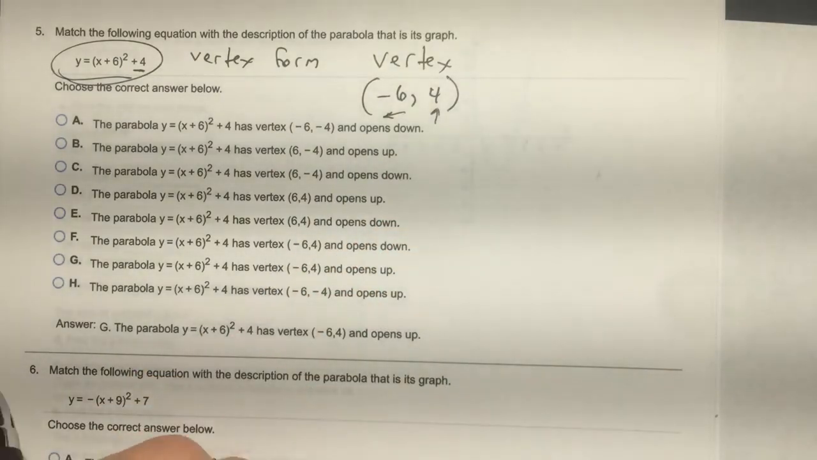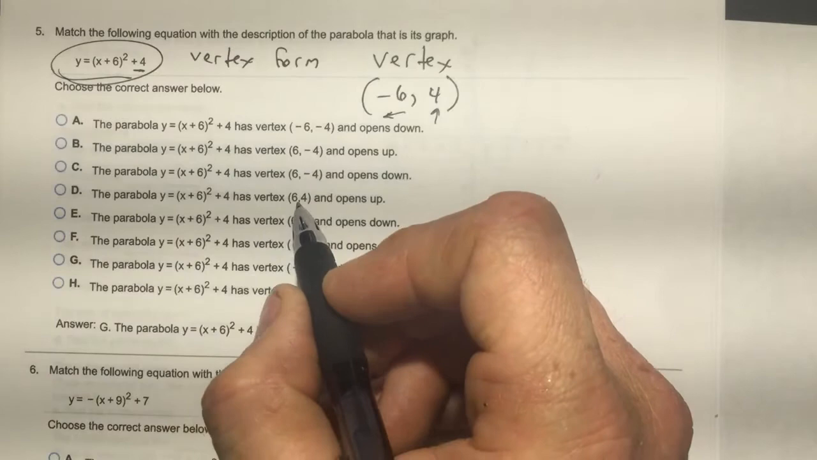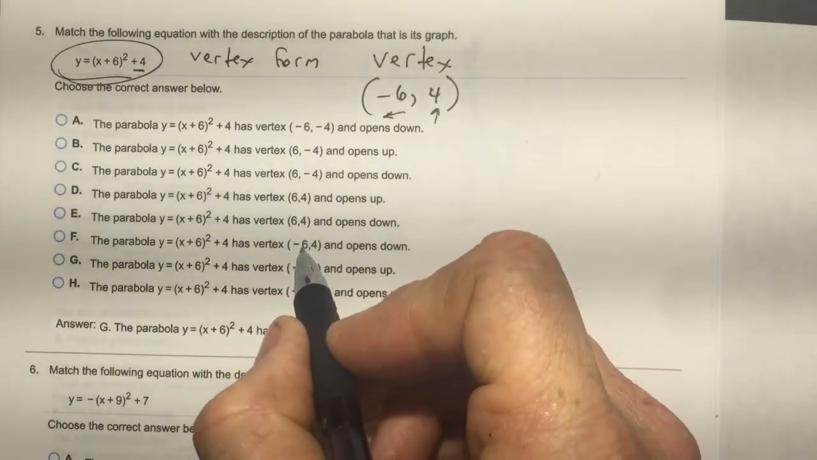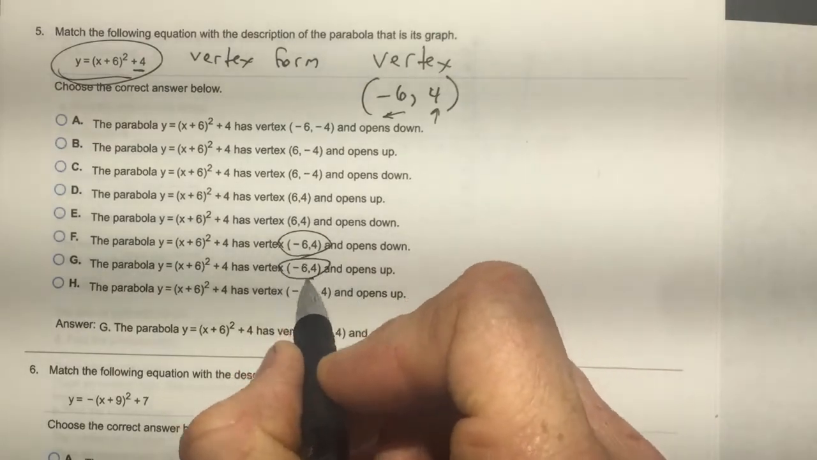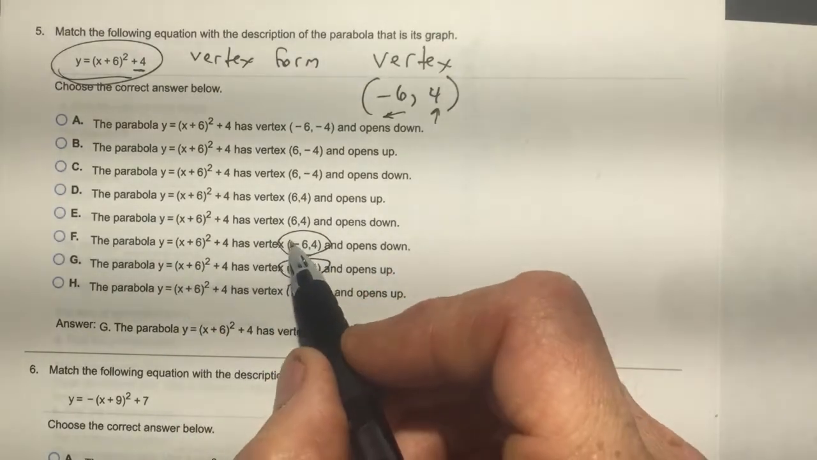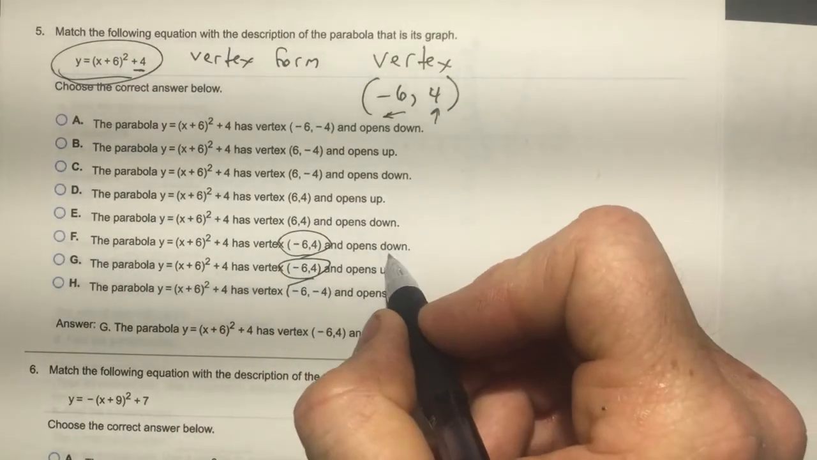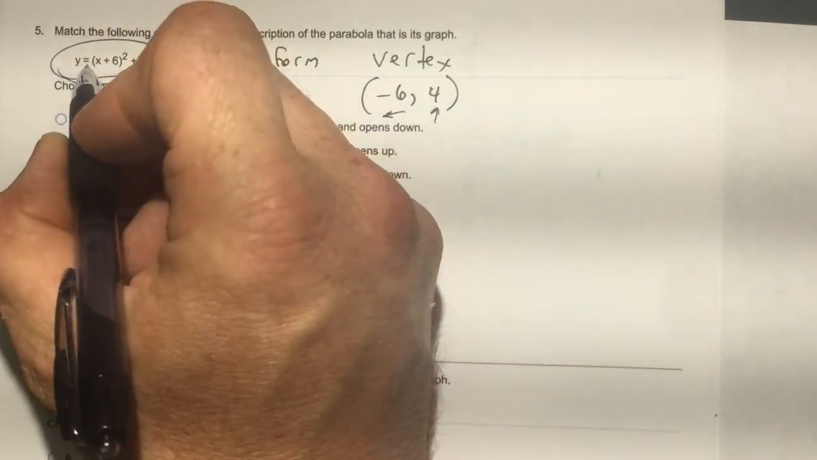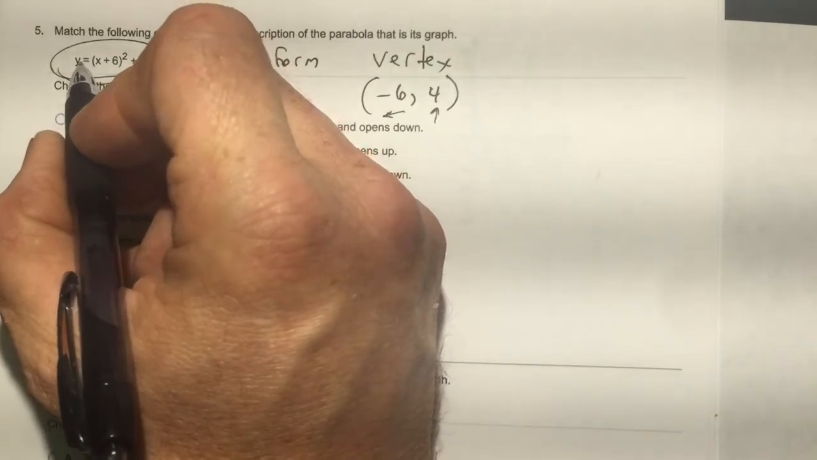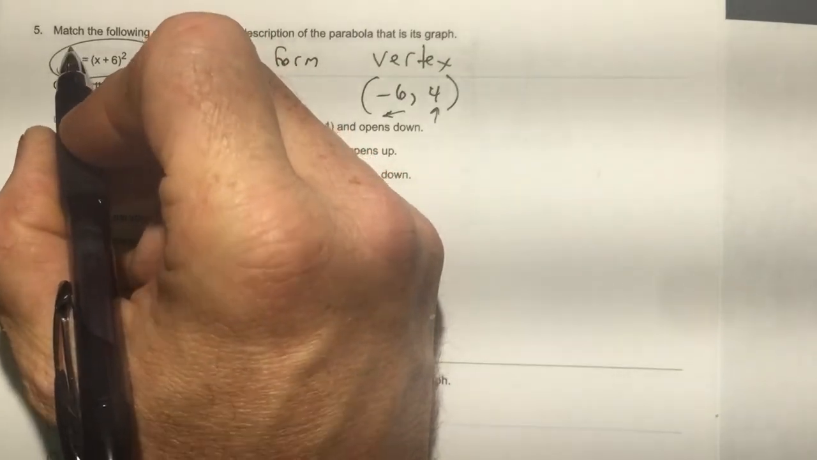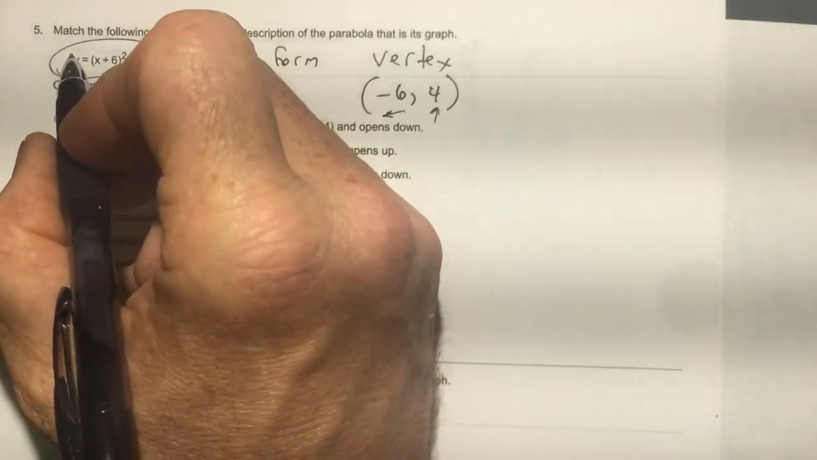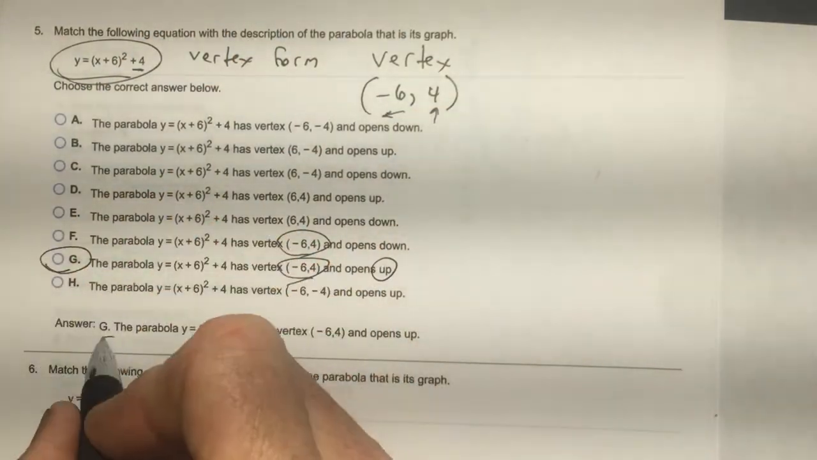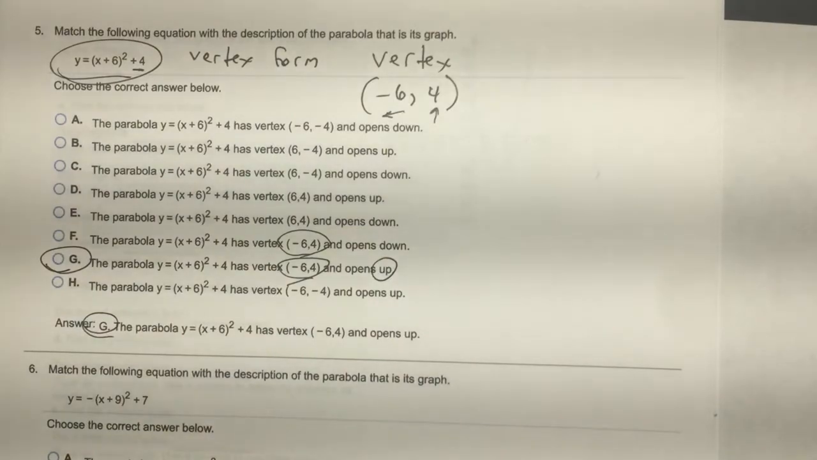Okay. So negative 6, 4 could be this one or this one. All right, so it has this vertex. Now, does it open up or does it open down? Okay, now in front of the parentheses on the x squared term, if it's positive, it opens up. If it's negative, it opens down. This is positive, so this is going to open up. So here's the answer here, G. You see G's the answer.